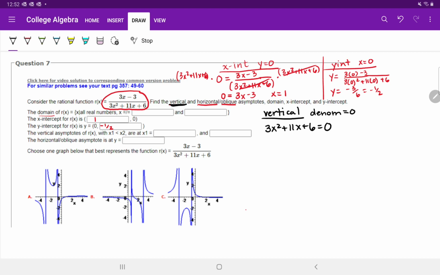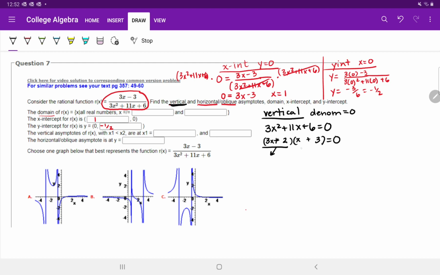Solve for x. Since this is a quadratic equation, we can solve it any number of ways. We can factor, we can use the quadratic formula, or we can complete the square. I want to see if this factors. Usually if it factors, that's the easiest way to do it. So we'll do 3x, x, 3, 2, plus, yeah, this factors into 3x plus 2 and x plus 3.